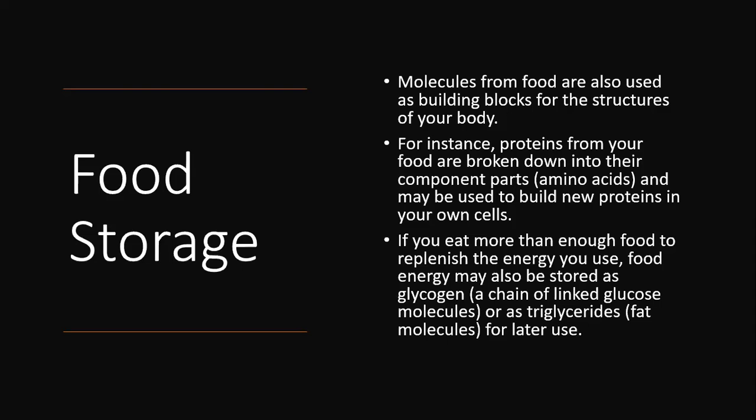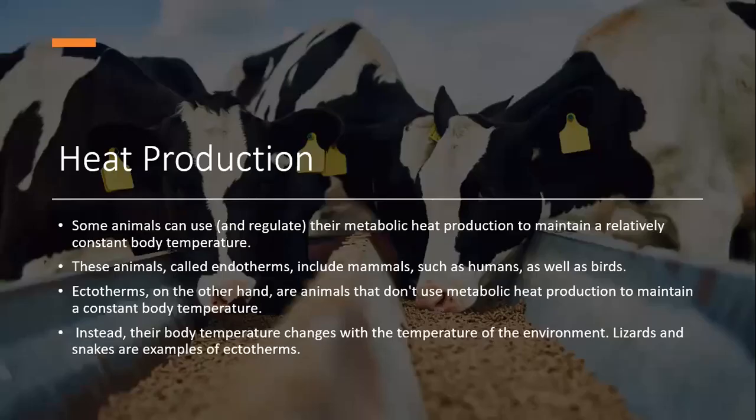Right. But you have to ensure that you work it off, and you definitely use up the energy stored. So some animals can use and regulate their metabolic heat production to maintain a relatively constant body temperature, especially endotherms. These animals, called endotherms, include mammals such as humans and birds.